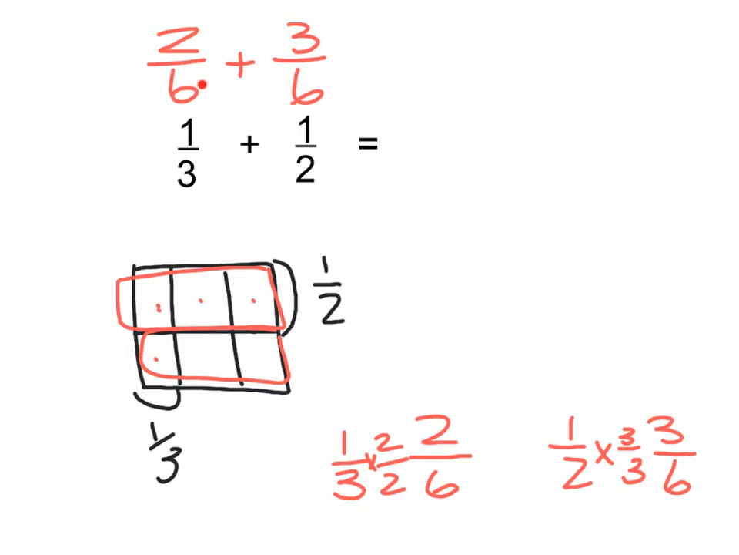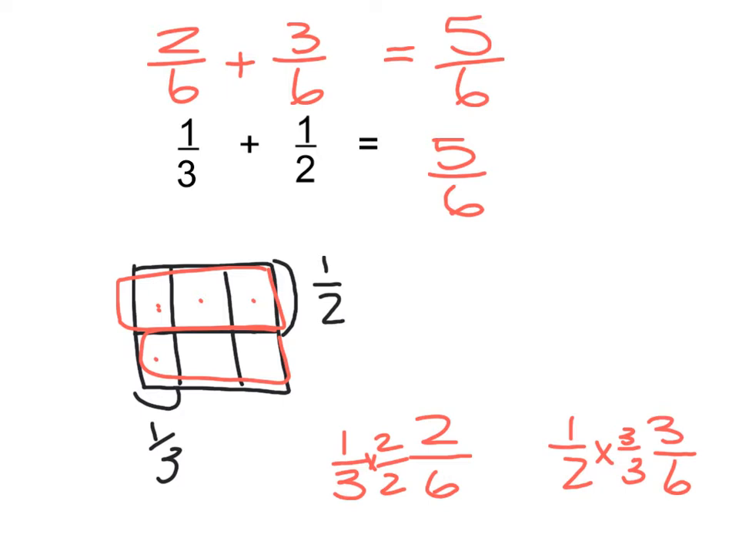Now are our denominators the same? Yes, and we know that when we add fractions, our denominators have to be the same because that's going to be the denominator in the end. We do not add the denominators. So 6 always stays the same. We add our numerators. 2 plus 3 is 5. So 2/6 plus 3/6 equals 5/6, which means that 1/3 plus 1/2 equals 5/6.